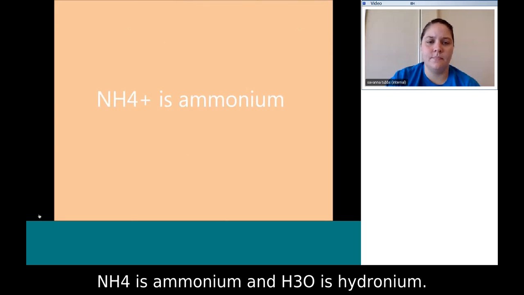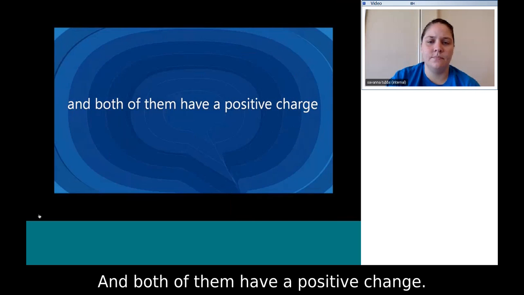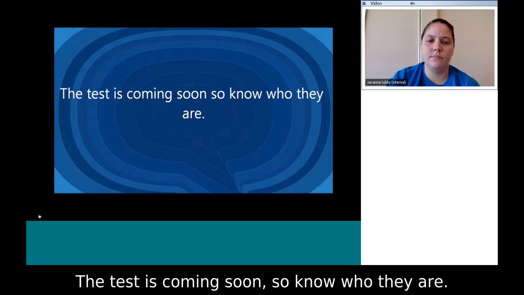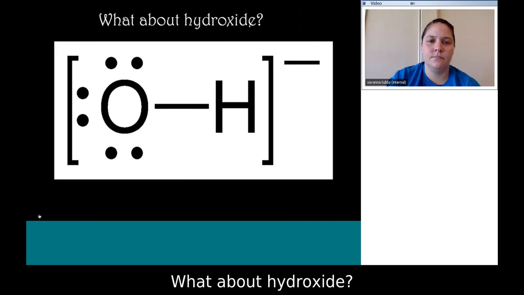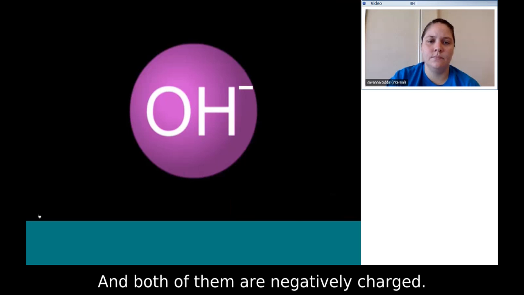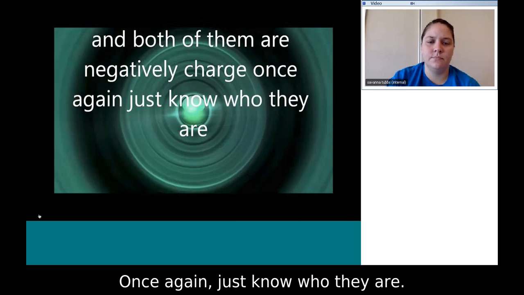Yeah, NH4 is ammonium, man. H3O is hydronium, and both of them, man, have a positive charge. The test is coming soon, so know who they are. What about cyanide? That's the N. What about hydroxide? That's OH, and both of them are negatively charged. Once again, just know who they are.